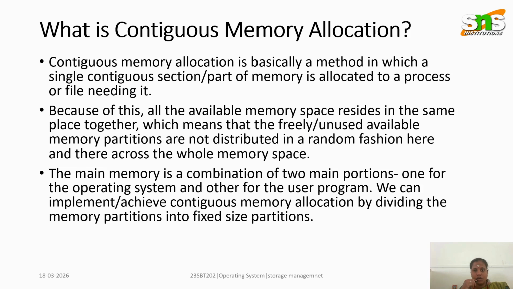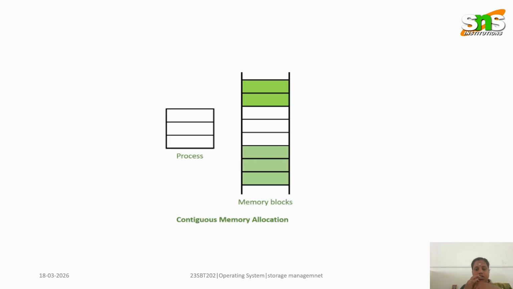The first one is the contiguous memory allocation. The contiguous memory allocation is the basic method in which a single section or a part of memory is allocated to the process needing it. That is, the memory is allocated in a single block. Here we have many blocks in that memory. We have a process of 3, so we are allocating only three memory blocks to this process to work out.